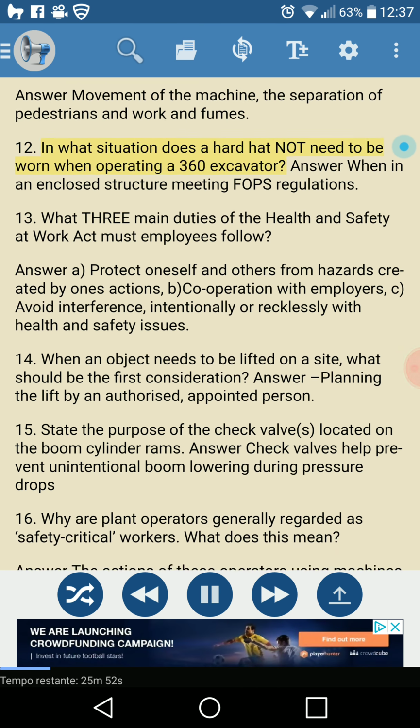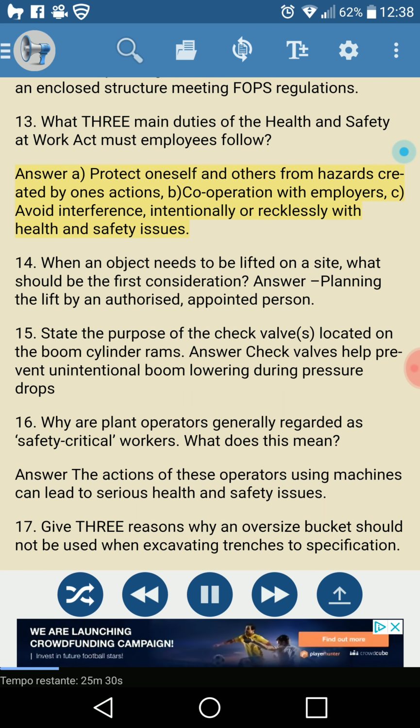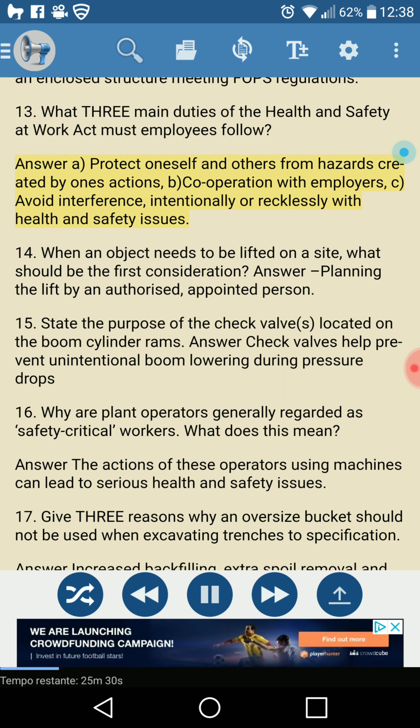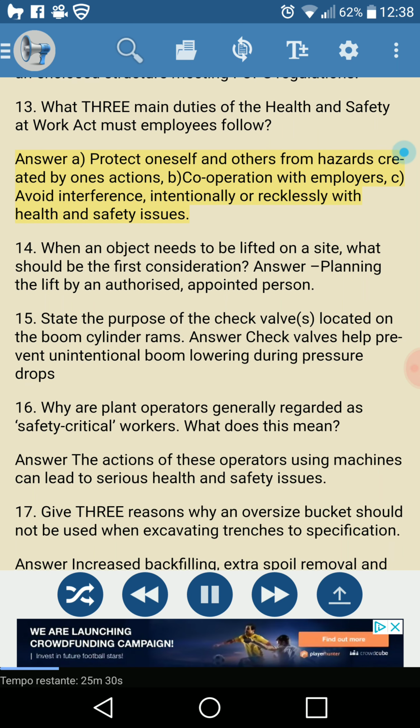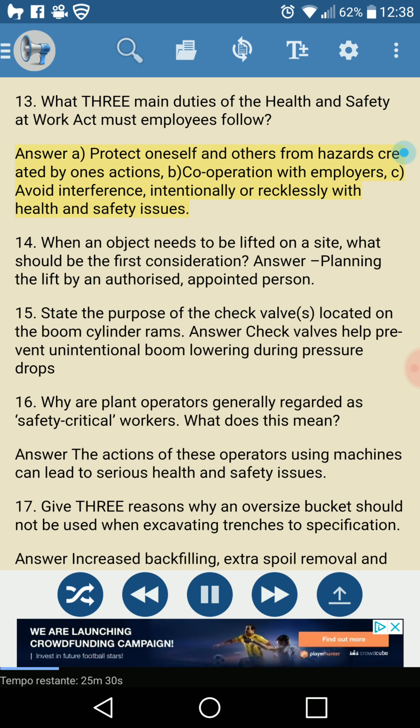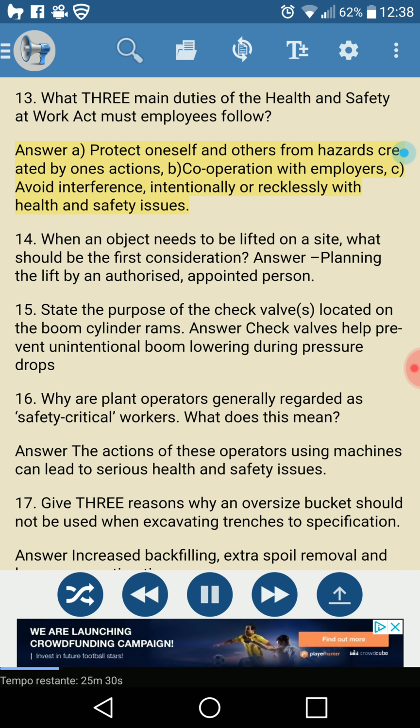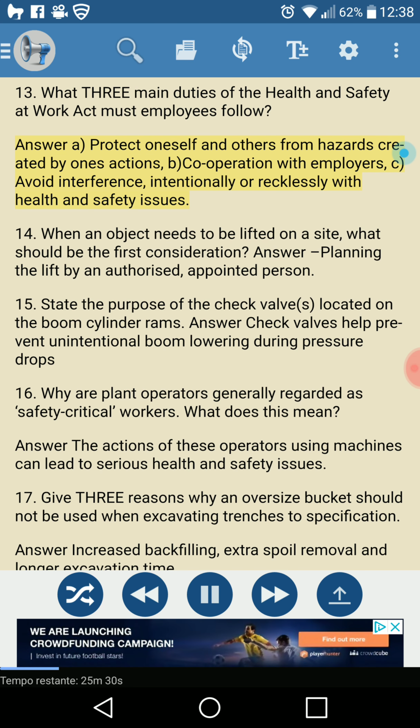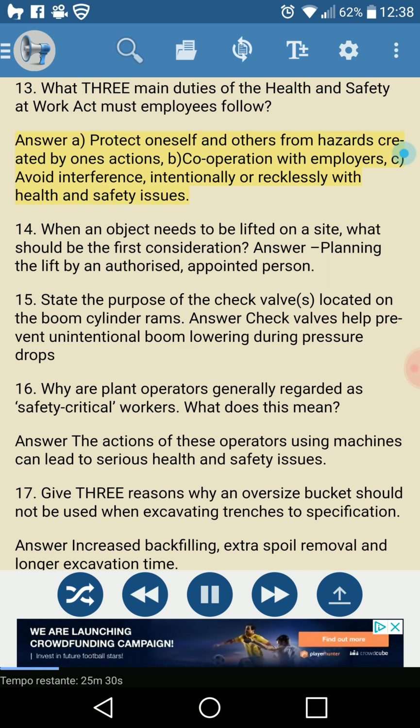13. What 3 main duties of the Health and Safety at Work Act must employees follow? Answer: A. Protect oneself and others from hazards created by one's actions. B. Cooperation with employers. C. Avoid interference, intentionally or recklessly, with health and safety issues.